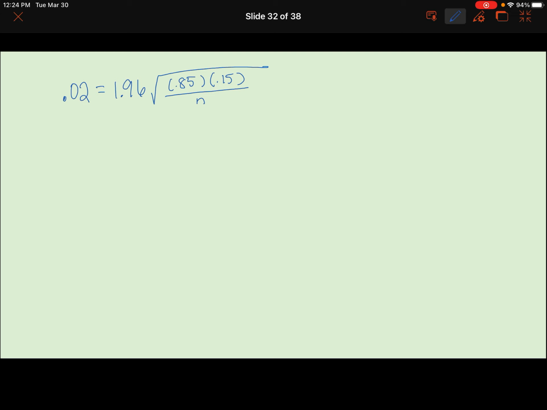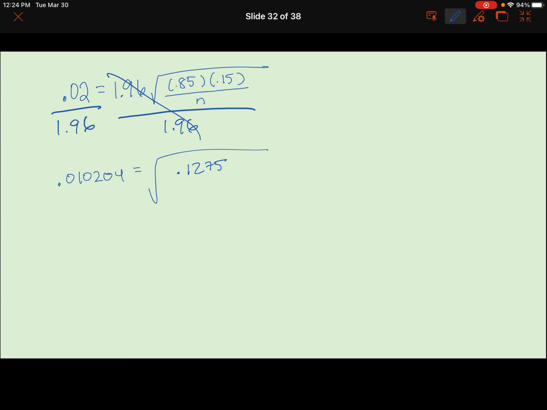All right, so first step, I'm going to divide by 1.96 to start to get n by itself. Okay, so then on the left, I'm getting 0.010204, same number actually as in number 1 so far. And then I still have this big square root. The numerator inside that square root simplifies out to 0.1275 all over n. Cool, I'm going to square both sides.